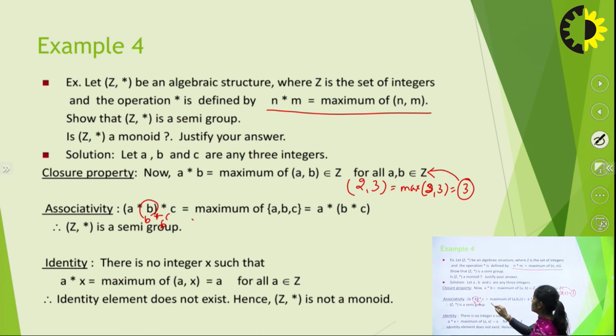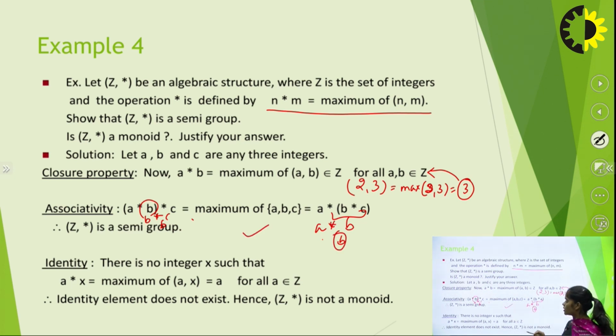B is the greatest number. In this case B is the maximum, and A star B is also the maximum. Then it is associative in nature. Now check for the identity element. There is no integer x such that A star x equals max of A and x equals A. So it is not a monoid. It means in this given set, we don't have any element which will be formed as an identity element. So in this example it will not become a monoid. It just becomes a semigroup.